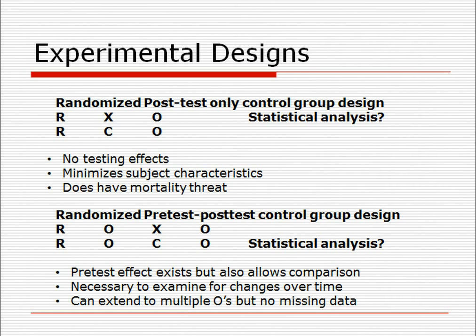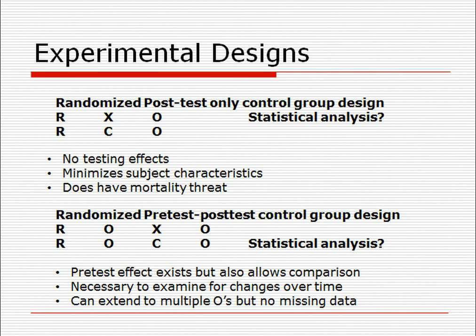So now we'll get into experimental designs. Randomized, post-test only control group designs. This is where we've randomized the subjects. We've got two conditions. The X means one group is getting the treatment, one group is getting the control, and then we're going to measure that.